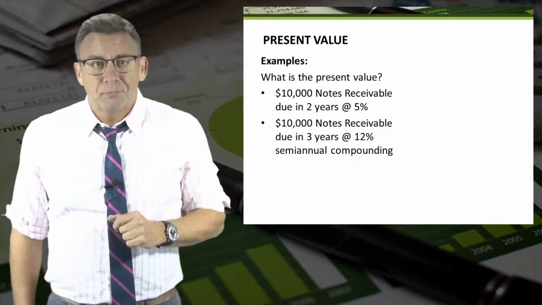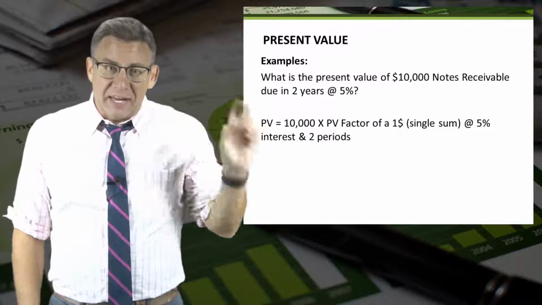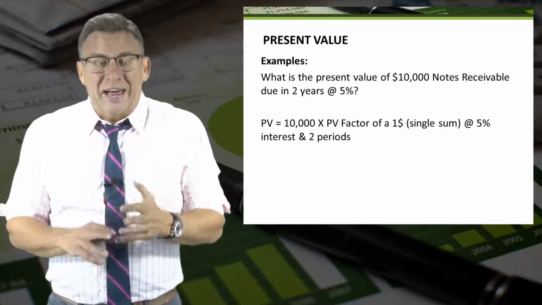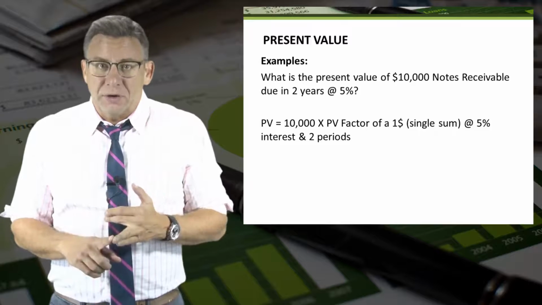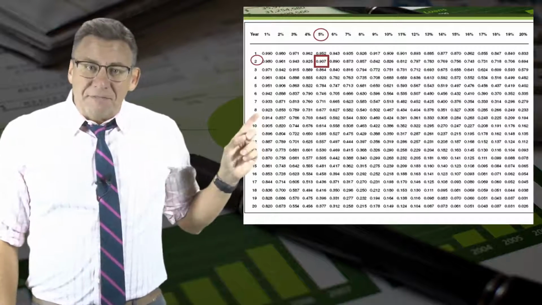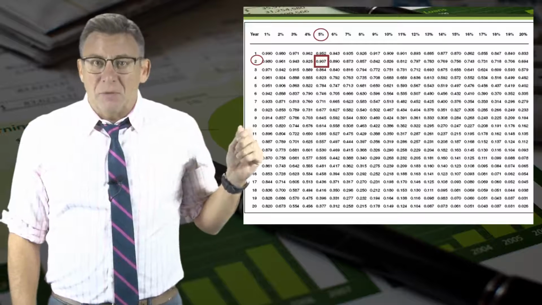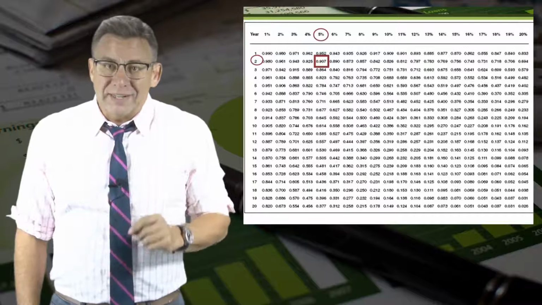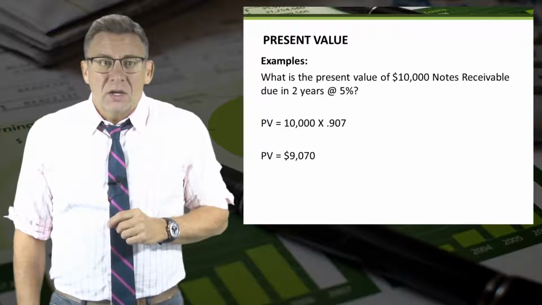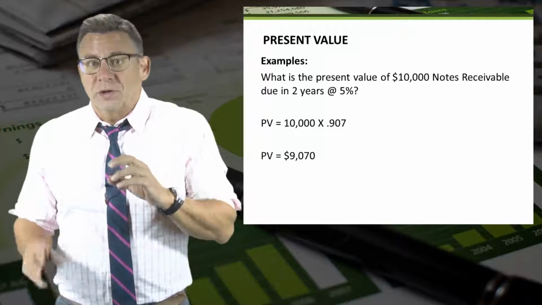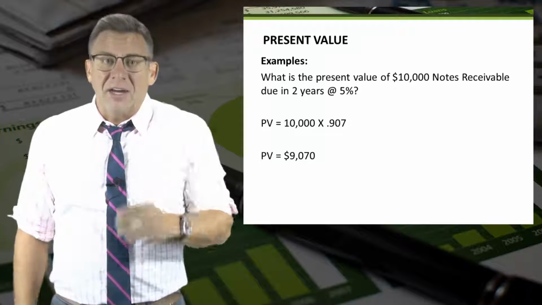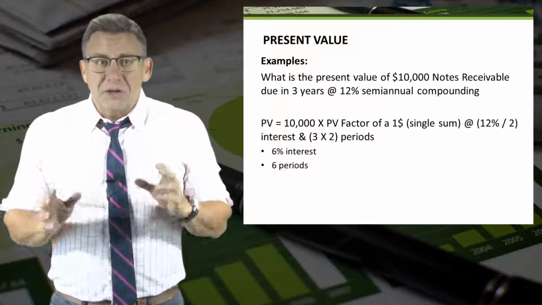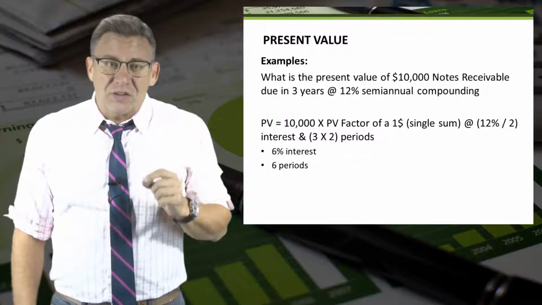We need to use the formula, which in this case is 10,000 times the present value factor of $1 at 5% interest for 2 periods. So I've identified 5% and 2 periods on the table. Where they intersect is the present value factor of 0.907. So the present value of $10,000 due in 2 years at 5% interest is $9,070.